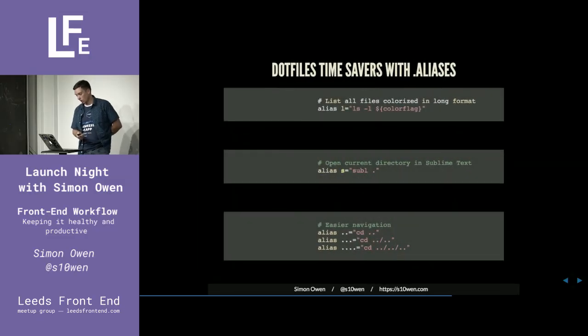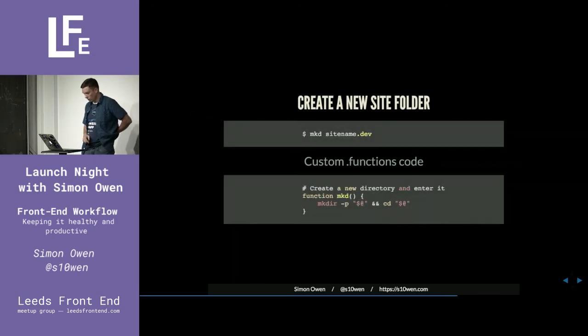The aliases dot file allows me to set up some handy shortcuts. For example, if I'm in iTerm and I want to open the current directory in Sublime Text, I could type S. And for easier navigation of directories, rather than having to do cd space dot dot and that sort of thing, you can use just dot dot instead. It's pretty simple. You set up the alias with what you want it to be, equals, and then you add in your code here, and it'll alias to it.